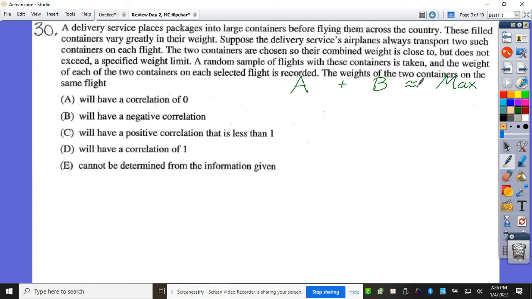So anytime I add the 2 containers, they should be getting close to whatever that max is. So let's just make up a number here, something easy. Let's say we're going to add 2 numbers to get to 1. What are 2 numbers that I can add to get to 1? 0 and 1. Or 0.5, 0.5. Give me something else. 0.7, 0.3.